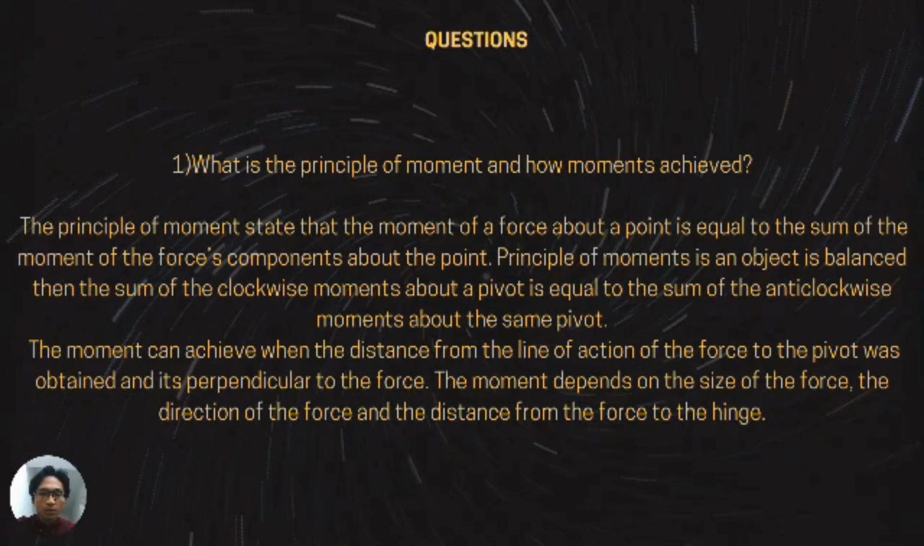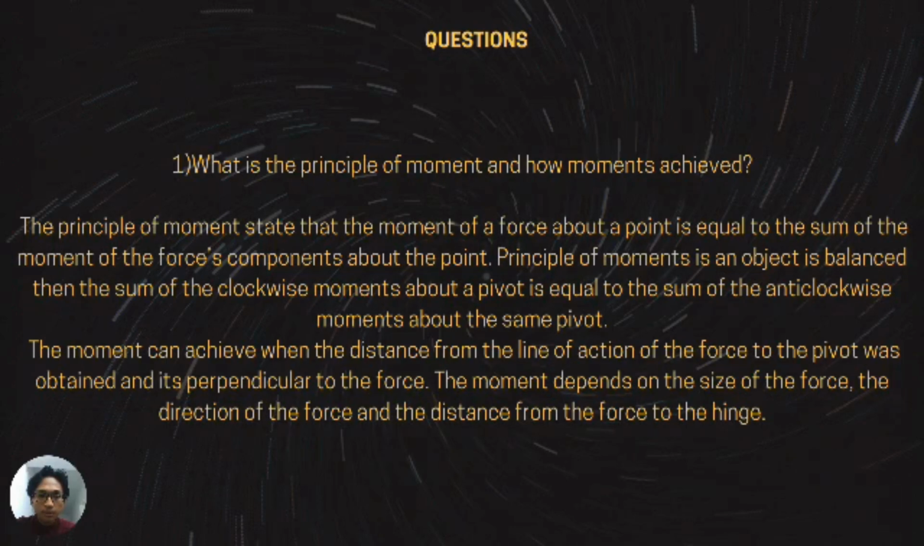So my part is questions. First, what is the principle of moment and how is moment achieved? The principle of moment states that the moment of a force about a point is equal to the sum of the moments of the force components about the point. The principle of moment: if an object is balanced, then the sum of the clockwise moments about a pivot is equal to the sum of the anticlockwise moments about the same pivot.